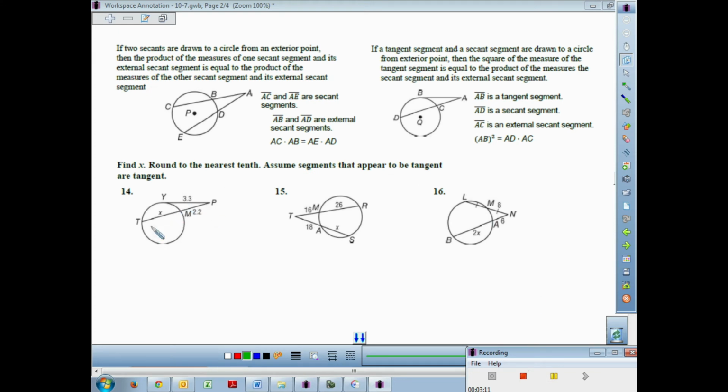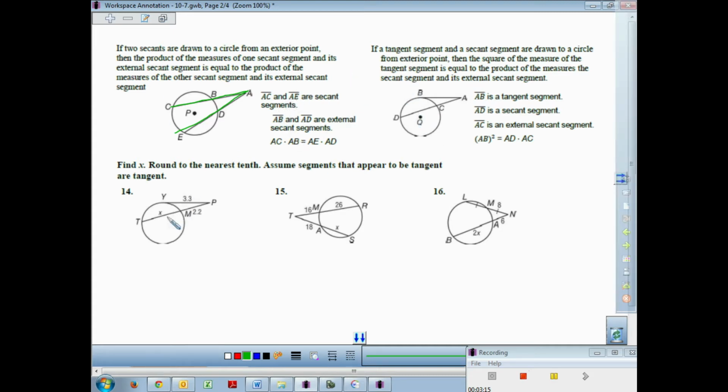And down here you have some secants and some tangents. As you can see, this is a tangent segment because it only touches the circle in one spot, and this is a secant because it goes through the circle in more than one spot. It's kind of the moral of the story. You have two different situations. What if you had two secants intersecting, or what if you had a tangent and a secant? I'll give you the gist of all this right here.